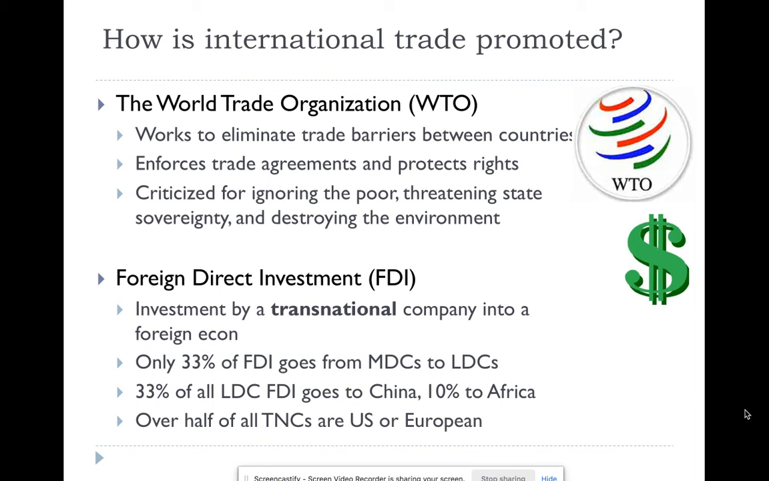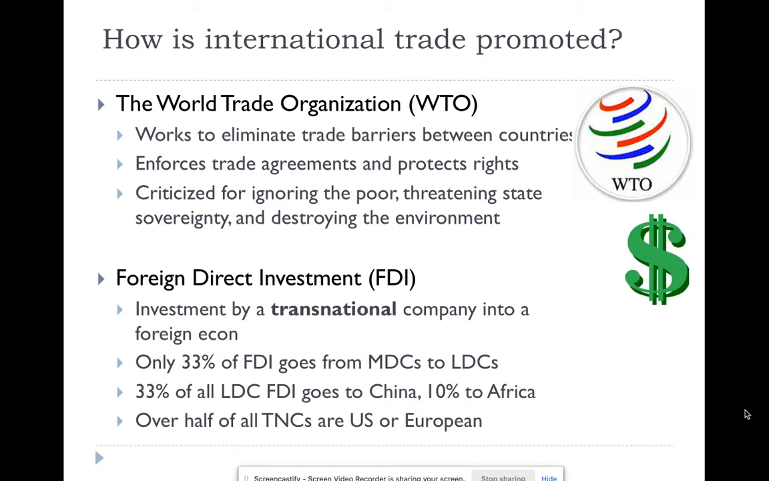And so when we talk about international trade and trying to promote trade itself, there's a couple of organizations that help do that. The WTO and the FDI are there to help promote international trade. So the World Trade Organization is there to try to eliminate trade barriers between countries. And they do try to enforce the trade agreements and the protection that has been put in place for the rights of the workers in those countries. But they have been criticized because a lot of people think that the WTO largely ignores poor countries. They kind of threaten some of the state sovereignty of those poorer nations, and a lot of people believe that they help to destroy the environment.